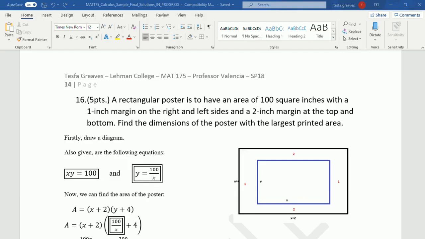So, a rectangular poster is to have an area of 100 square inches with a 1-inch margin on the right and left sides, and a 2-inch margin at the top and bottom. Find the dimensions of the poster with the largest printed area.